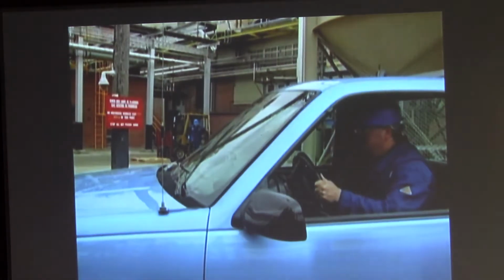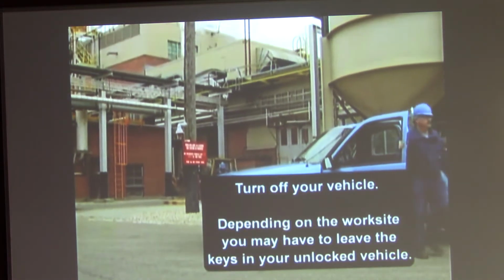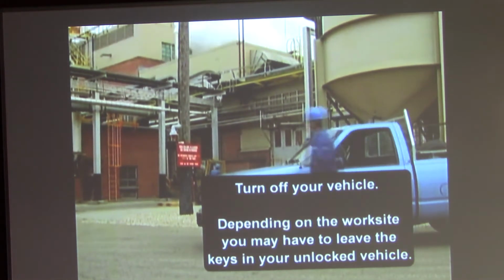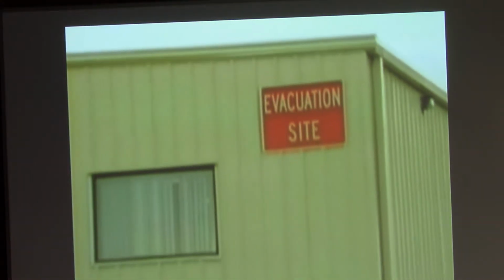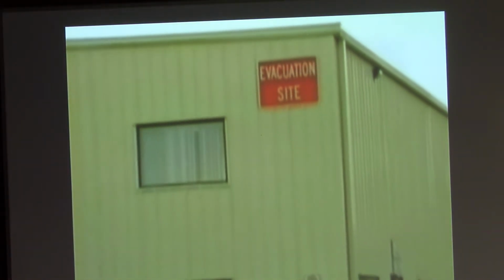If the evacuation occurs when you are driving, safely pull off to the side and park. Turn off the ignition, and depending on the work site, you may have to leave the keys in your unlocked vehicle. Evacuation assembly areas are established and marked.